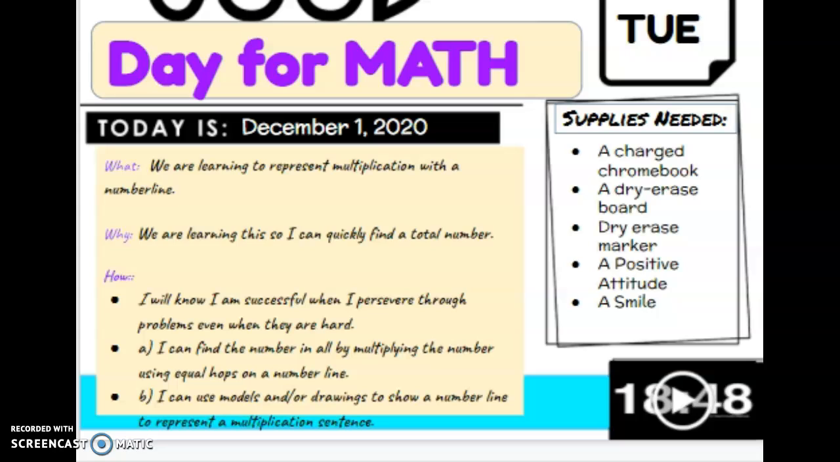Yesterday we talked about the commutative property and how we were able to switch the order of the numbers and still get the same product. So today we're going to learn how to use a number line to multiply. It's just another strategy, another tool, or another model basically that we're going to use to multiply. So again, we are going to be learning how to use that number line today.